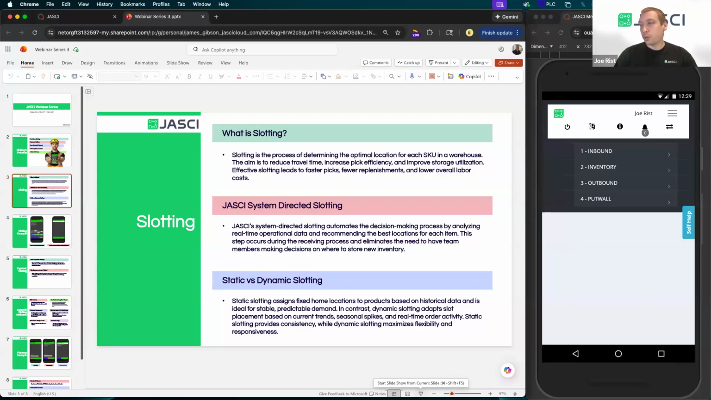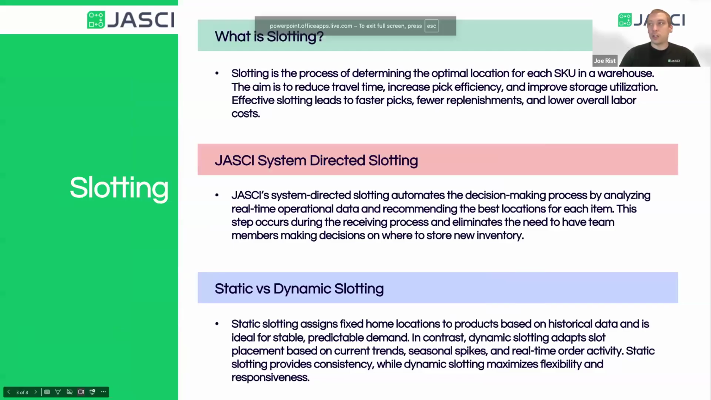We're going to be jumping back and forth between the system and this presentation because with slotting, there's a lot of things to explain. So first, we'll just cover what is slotting, and that's the process of determining the optimal location for each SKU within a warehouse. The aim is to reduce the travel time, reduce the amount of labor, and increase your pick efficiency. So slotting aims to improve the labor within your warehouse and also remove the need for someone to be the master of what goes where, reducing the onus on your team members that are doing the receiving and putaways.